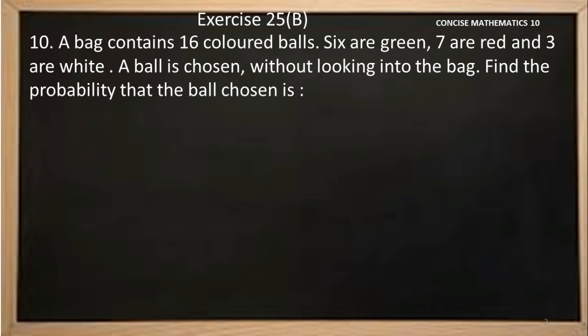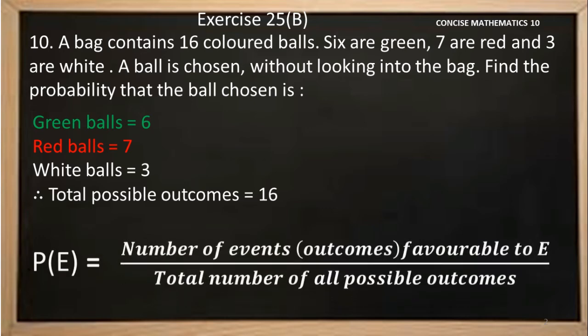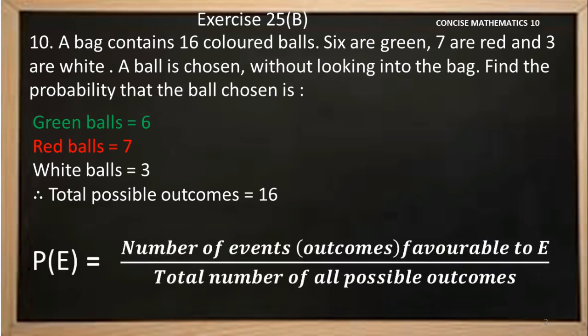So let us understand this question. There are 16 balls in which it is said that 6 are green, 7 are red and 3 are white balls. Hence the total possible outcomes will be equal to 16, that is 6 plus 7 plus 3. And the formula to find the probability remains the same. Let us concentrate on the sub-question.